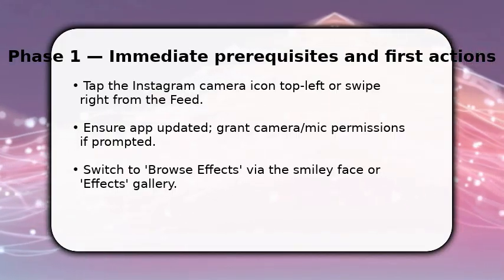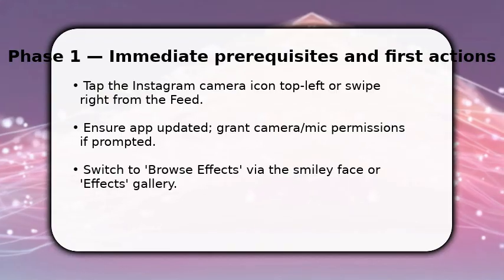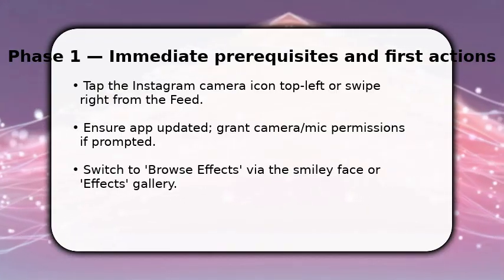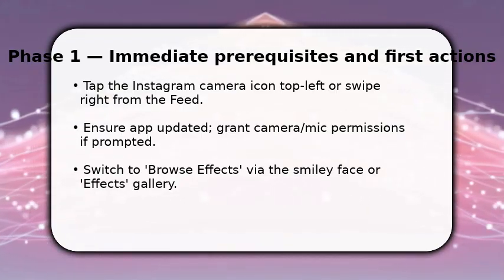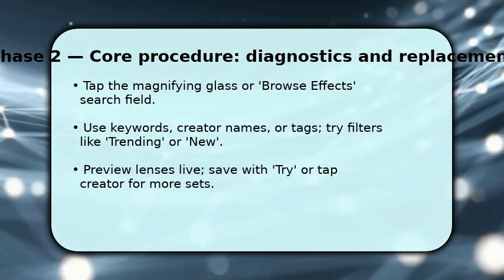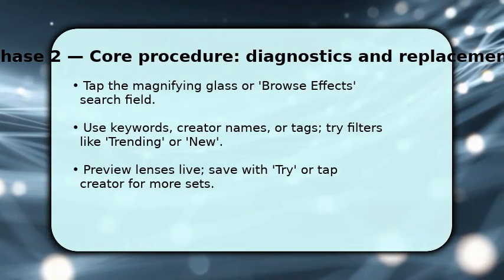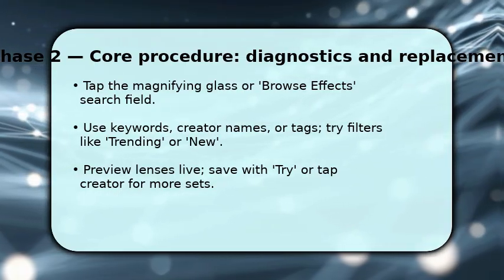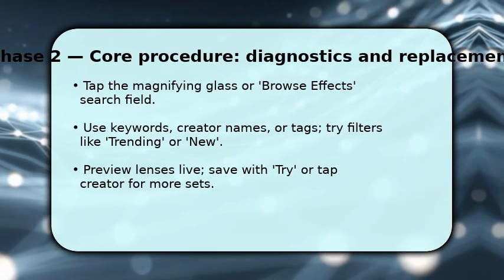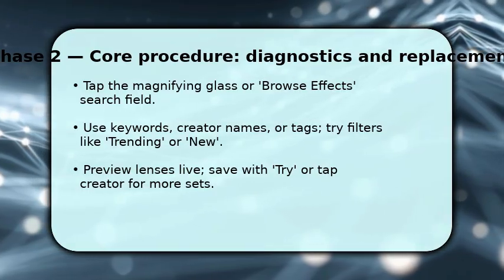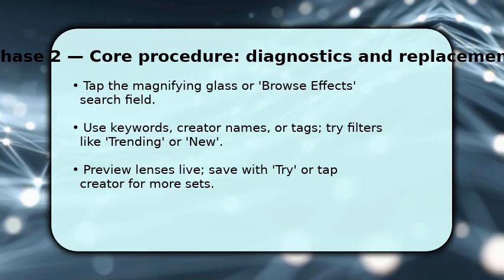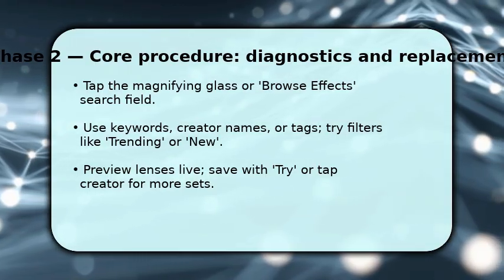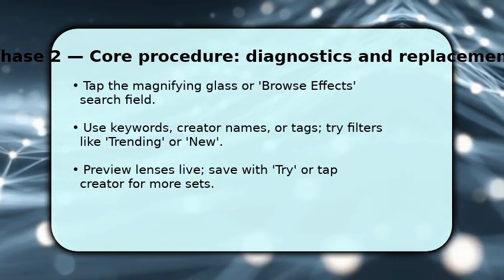This first step locates the search entry point, so you can move quickly to find a specific lens without wasting time on settings. Once in the effects browser, tap the search icon and type keywords, creator names, or tags to narrow results. Try short phrases and alternate spellings if nothing appears. Instagram search favors recent or popular tags, so use trending or new filters to surface fresh lenses.